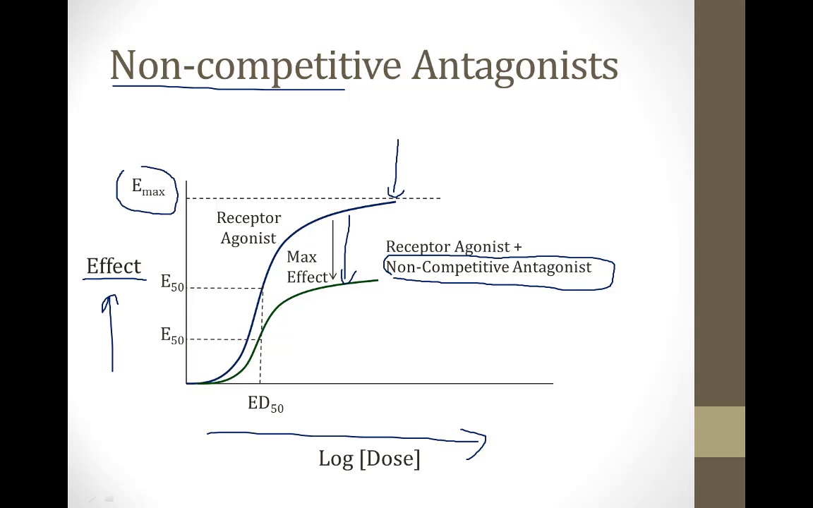Now notice that the point on the y-axis where you achieve the E50 falls. Okay, it's going to be lower for the green curve than the blue curve, but don't let that confuse you. The dose associated with the 50% effect on both curves is the same. This is the point right here for the blue curve, and this is the point right here for the green curve. And if you follow them down to the x-axis, they are unchanged. So adding a non-competitive antagonist does not change the effective dose to achieve 50%, but it does lower the maximum effect.